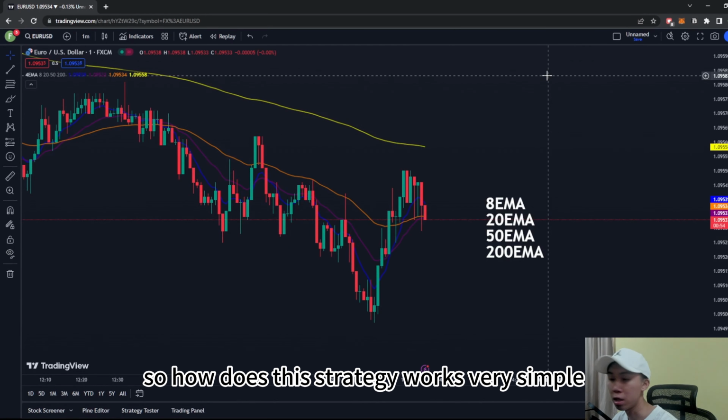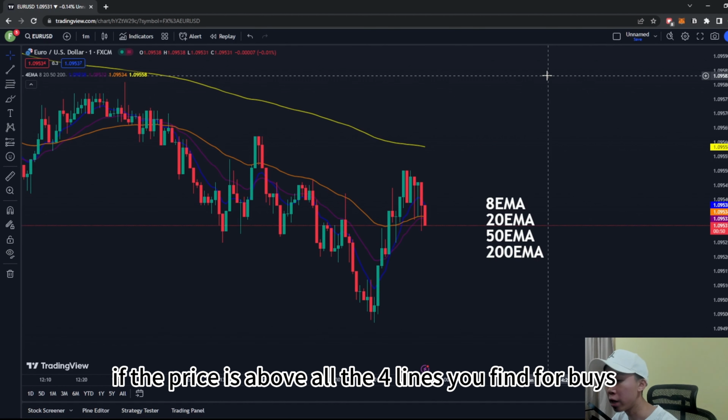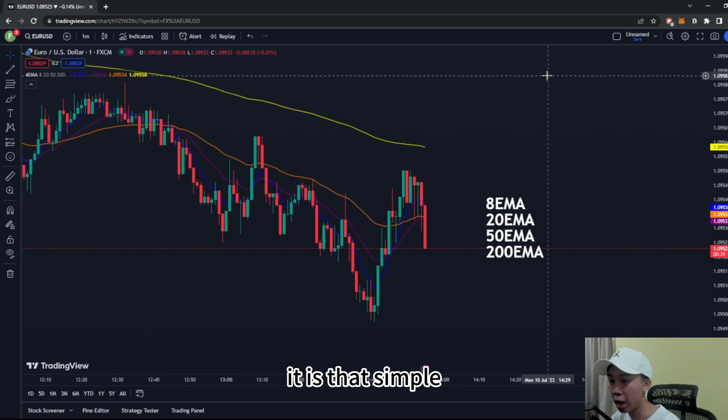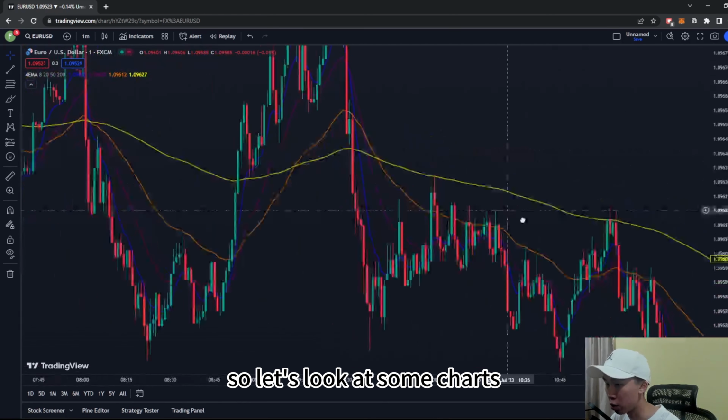So how does this strategy work? Very simple. If the price is above all the 4 lines, you look for buys. If the price is below the 4 lines, you take the sell. It is that simple. So let's look at some charts.